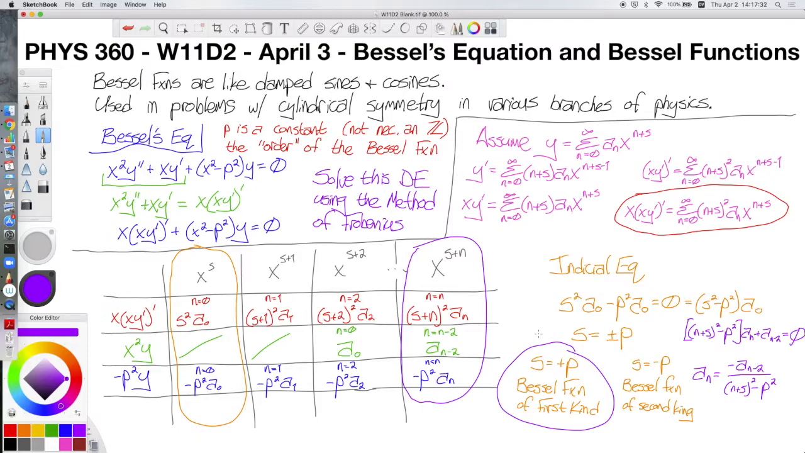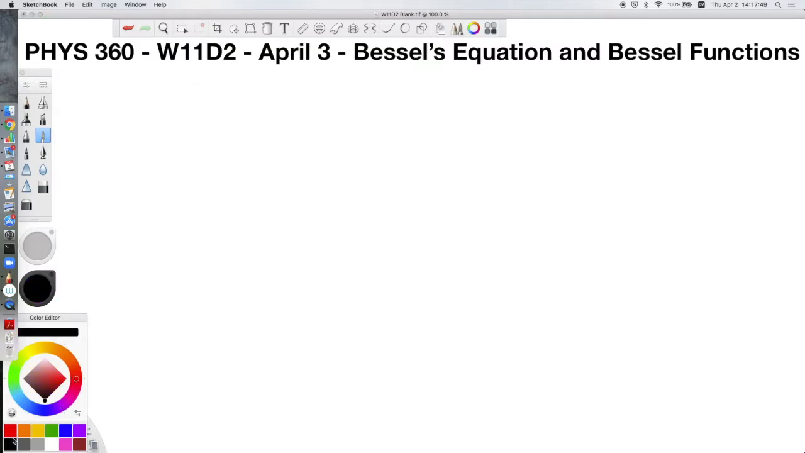So now we are just ready to work through our solutions separately for s equals positive p and s equals negative p, the two values that we get from our indicial equation. So let's clear some room and work on this. We're going to be starting with the s equals positive p solutions.